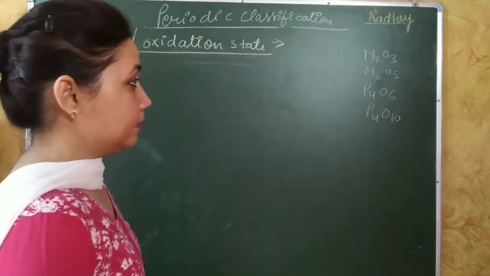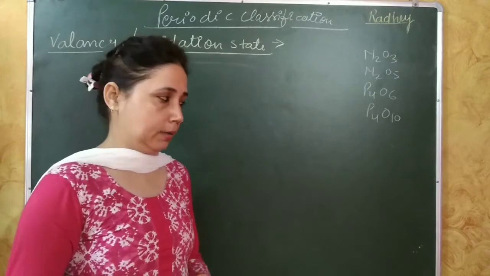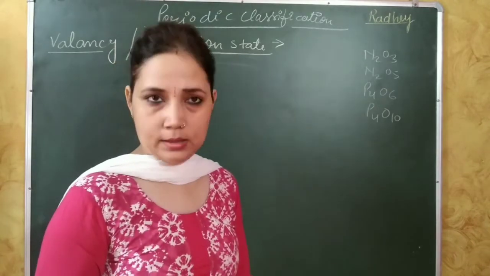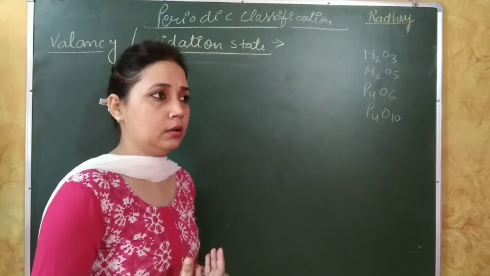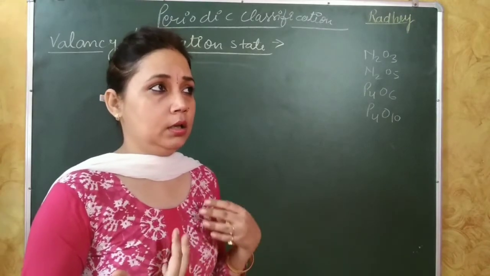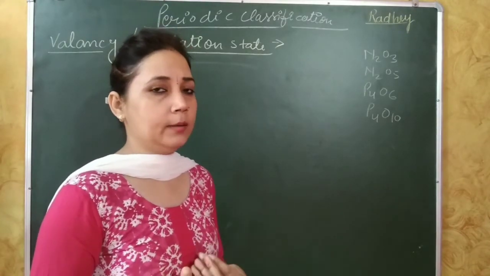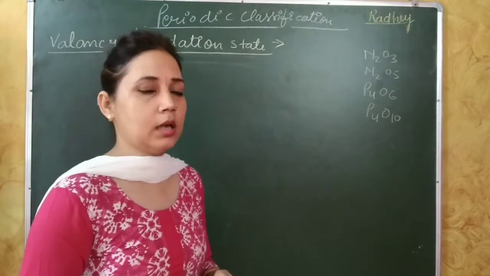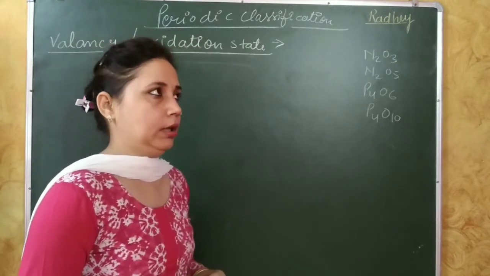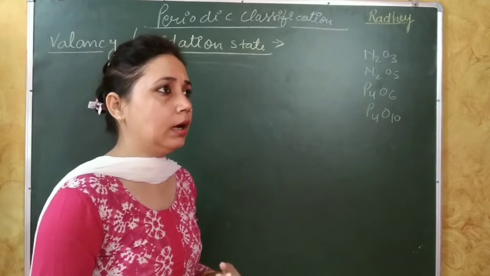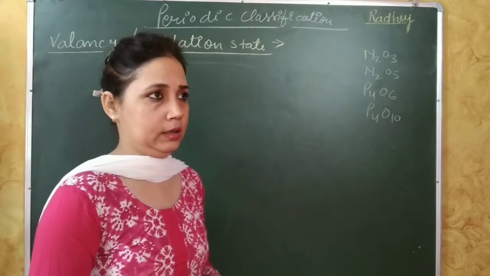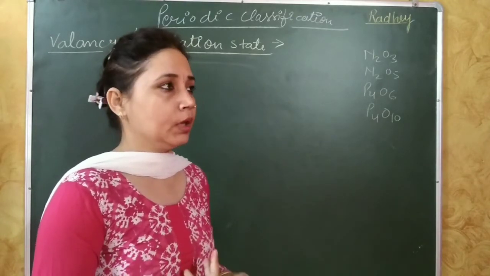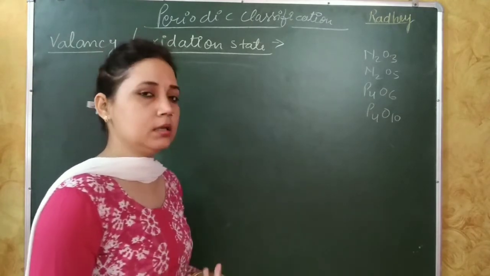So what is valency and why is it acquired by an atom? We know that each atom wants to be stable, and an atom is not stable until it has the stable inert gas configuration, which means 8 electrons in its outermost shell. So the number of electrons that an atom loses or gains to acquire an inert gas configuration or noble gas configuration is known as its valency.